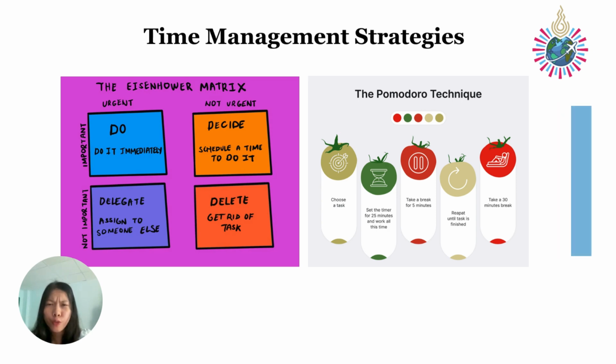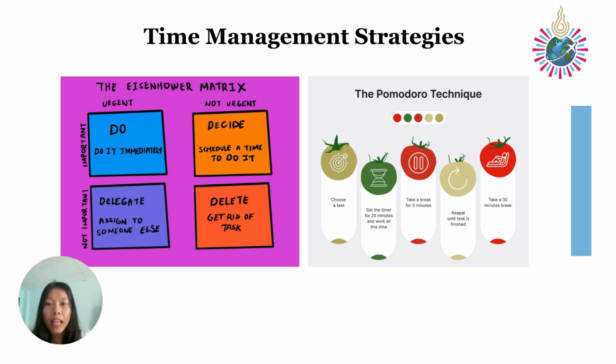One simple way to manage time is to sort tasks into four different groups. As you can see in the pictures, we have four Ds: do, decide, delegate, and delete. The first one is tasks that are urgent and important. These tasks should be done right away. The second one is tasks that are important but not urgent. These can be planned and scheduled for later.